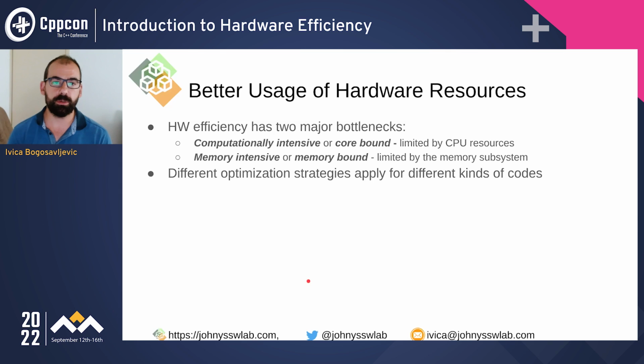Okay, so this talk is called Introduction to Hardware Efficiency, and we talk about better usage of hardware resources. Essentially, when we are investigating hardware resources, there are two major types of bottlenecks. One is when you have your code and the bottleneck is in the CPU itself, in the chip. We call those computationally intensive or core bound, and this is limited by the CPU resources.